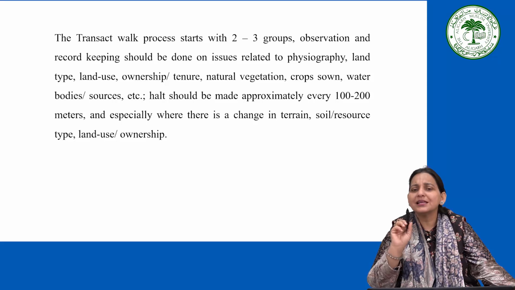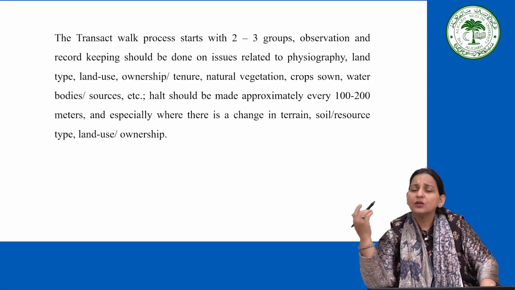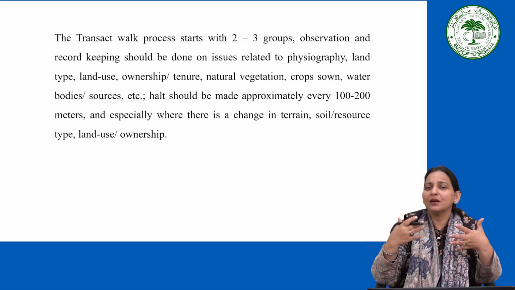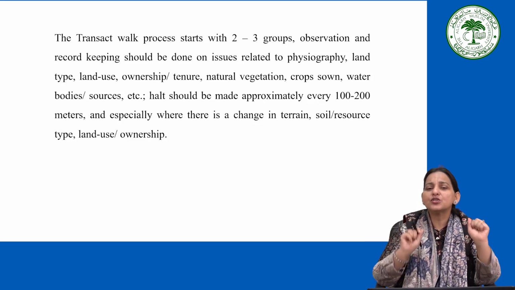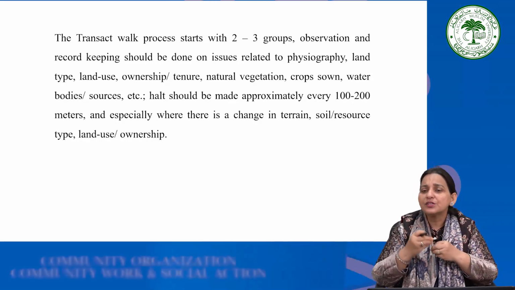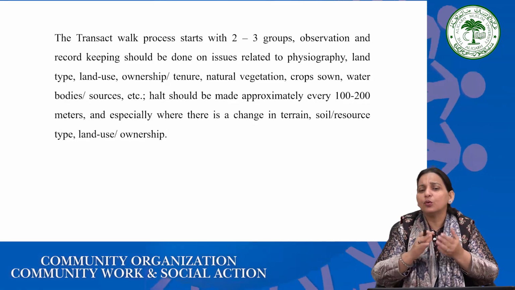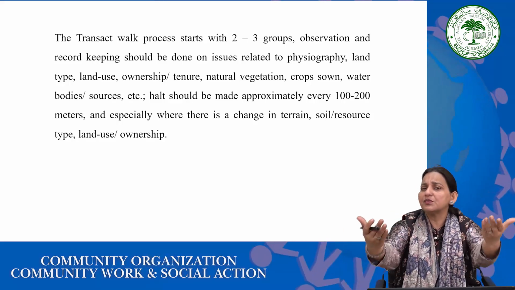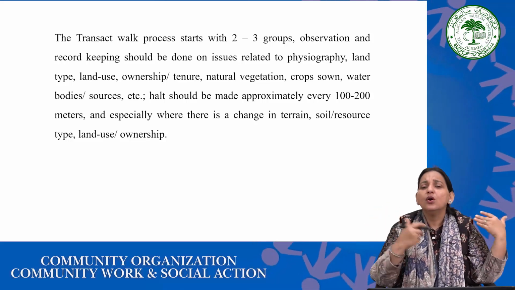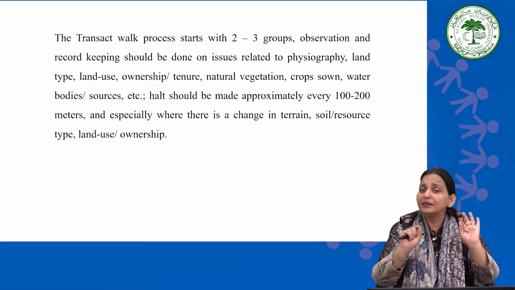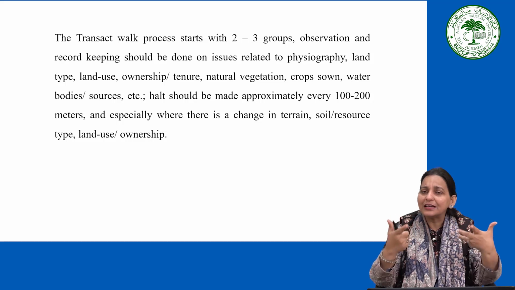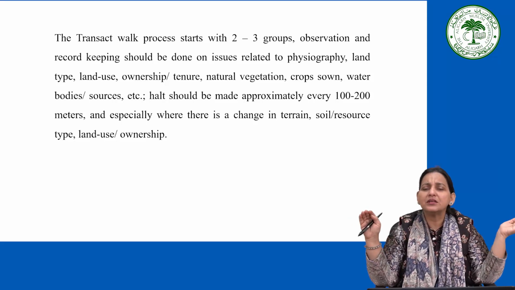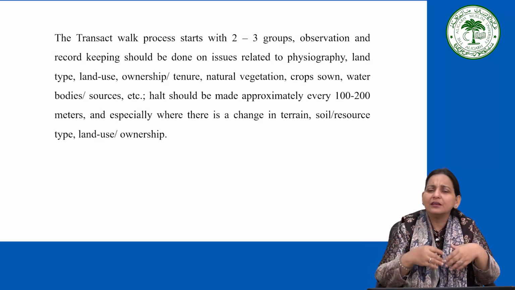So the transect walk starts with 2-3 groups or even 2-3 members who are aware of the community. No new members; those persons should be from the community itself. Observation and record keeping should be done on issues related to the physiography, land type, land use, topography, ownership, tenure, natural vegetation, crops, and water bodies available while you are walking through the street. Halts should be made. It is again very important. There are things you have to follow while doing the transect walk: you halt after every 100 or 200 meters, or wherever you find some people, you just stop there and discuss with them.